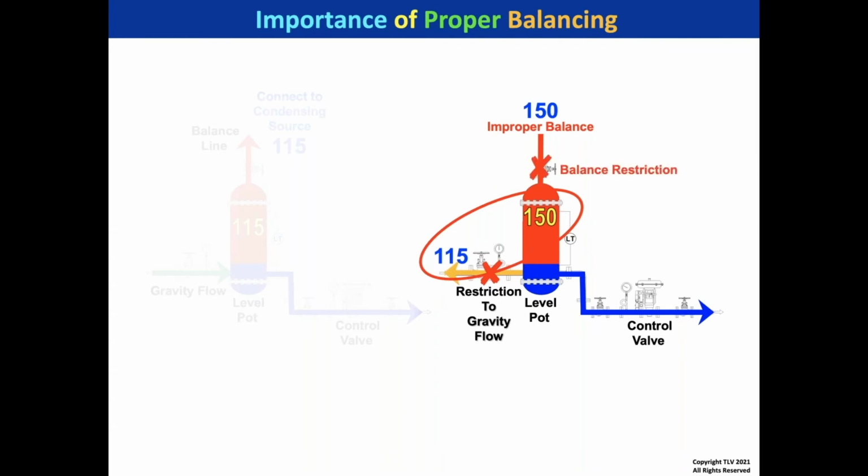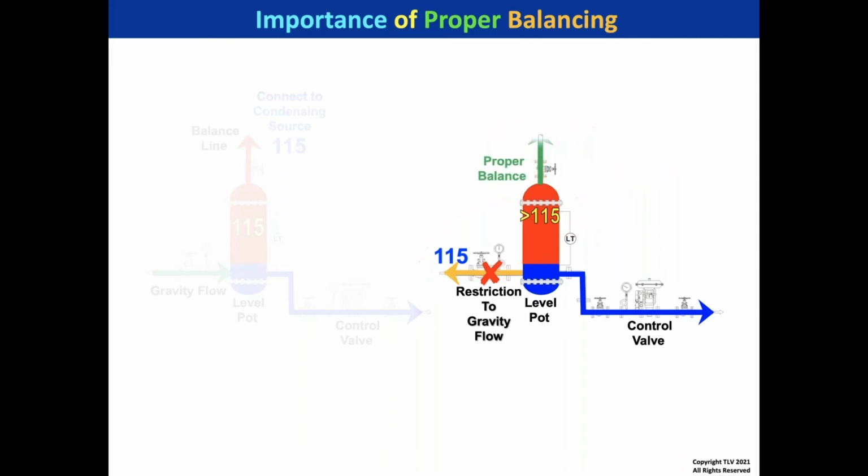So we also see some problems with a balance restriction if that pipeline there, if that valve is a restricted bore, it should be a full bore. Now, it is possible that it might be connected somewhere such as to the inlet side of the reboiler after the control valve, and that pressure might be greater than 115. You can get flow into the level pot if you have enough height to get the filling head to overcome that distance. But if you don't have enough height, that won't work. It's usually just safest to properly balance it over to the condensing source if you can, so you don't have restrictions of flow, and then you can get gravity flow.